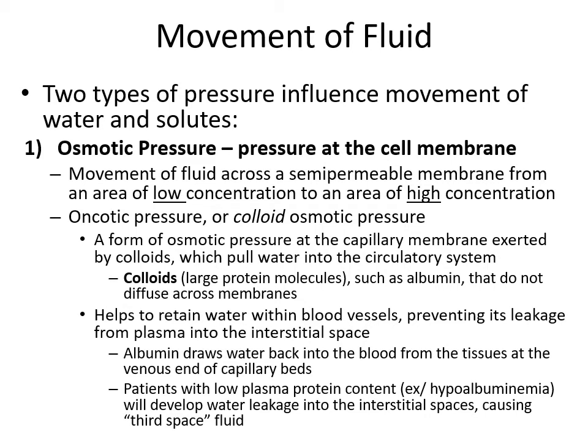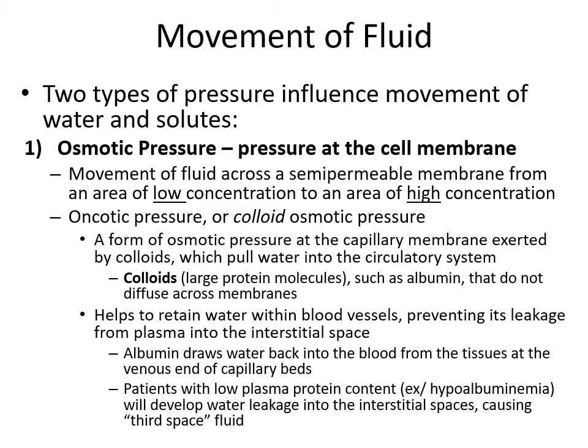So looking at the movement of fluid, there are 2 types of pressure that influence the movement of water and solutes. We have osmotic pressure, which is the pressure at the cell membrane. This is the movement of fluid across a semi-permeable membrane from an area of low concentration to an area of high concentration. The easy mnemonic for this is that water wants to move to water down something. So it wants to go and dilute something where there is high concentration.